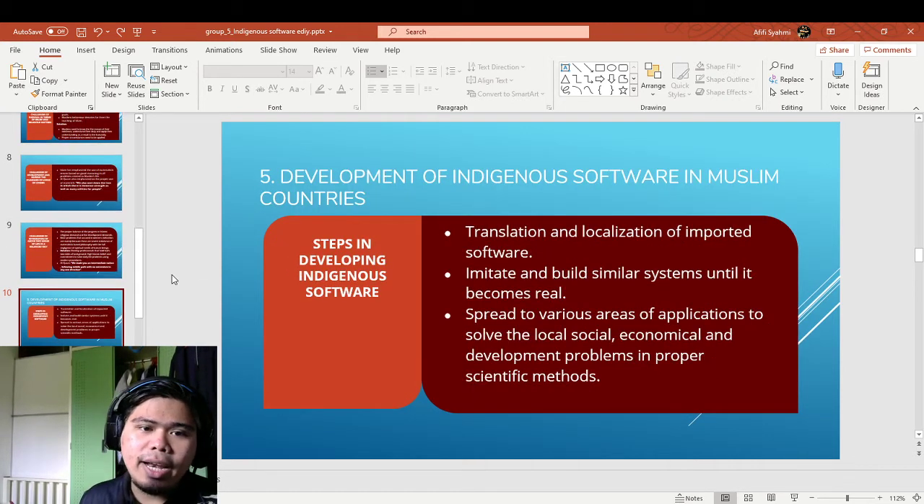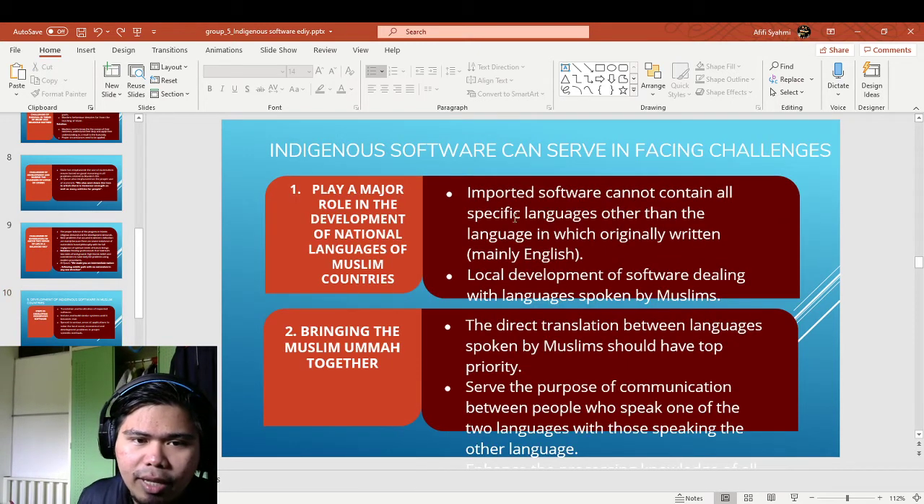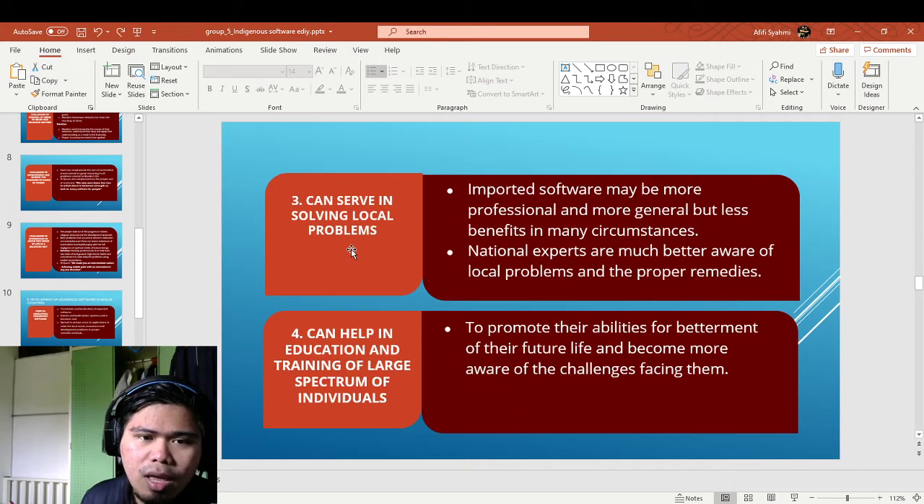Next on the list is the development of indigenous software in Muslim countries. The steps in developing indigenous software are translation, imitation, spread of values, and so on. Then indigenous software can serve in facing challenges. This software plays a major role in the development of national languages in Muslim countries, and it can also bring the Muslim Ummah together by having Muslims work on one software that can serve the purpose of communication between people around the globe. Okay, next, this app can serve in solving local problems and also help educate and train a large spectrum of individuals.